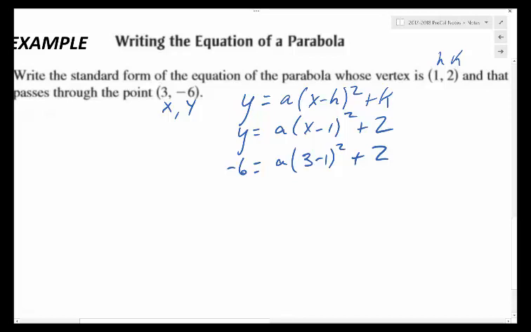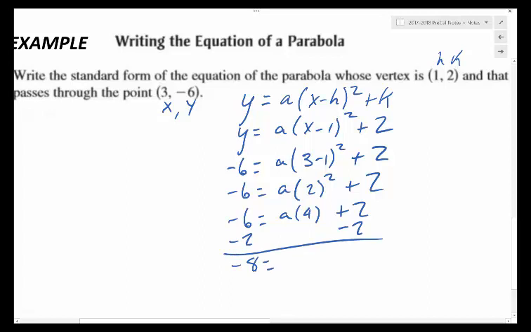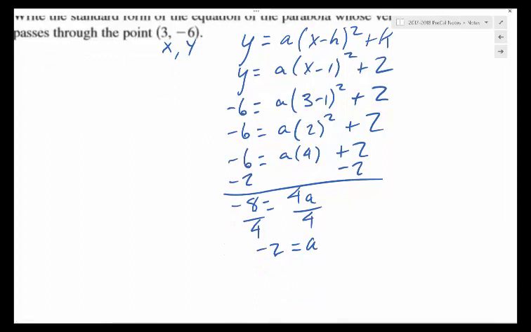All right? Let's go ahead and take care of what's in the parentheses. 2 squared plus 2. A times 4 plus 2. Let's subtract 2 from both sides, and divide by 4. And a equals negative 2. So now my final equation of the parabola is y equals negative 2 times (x minus 1) squared plus 2.